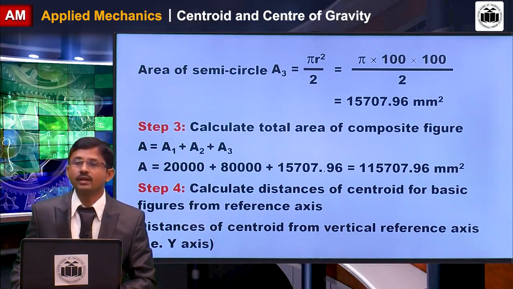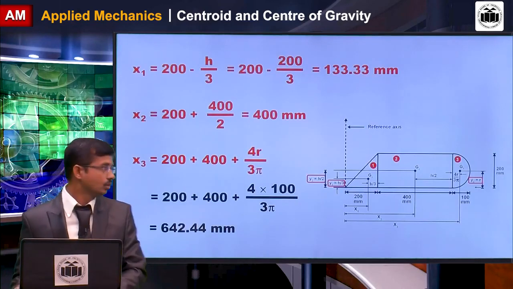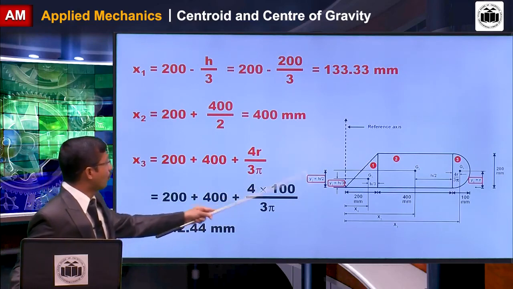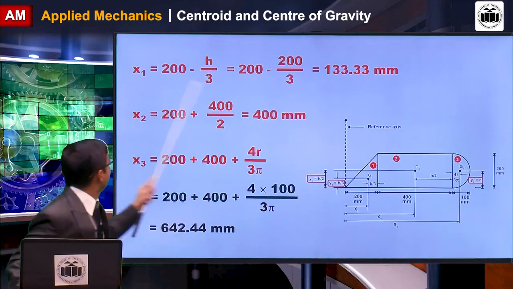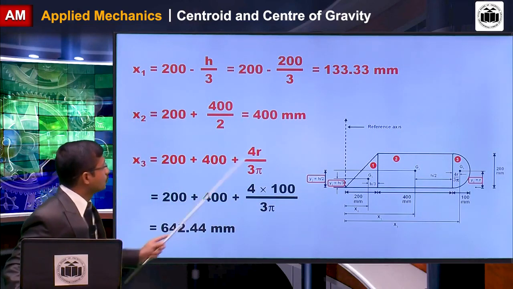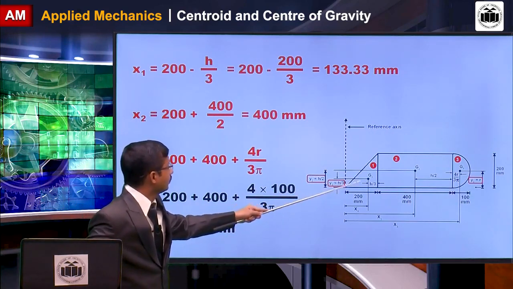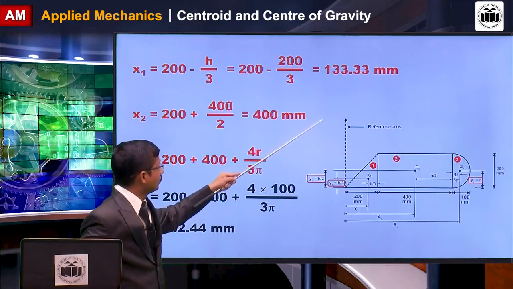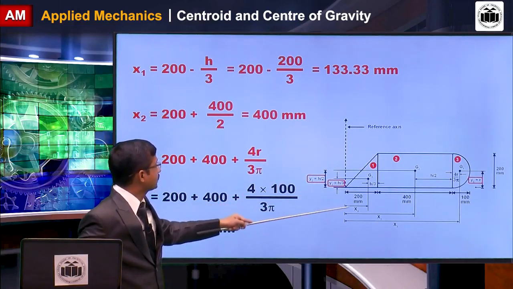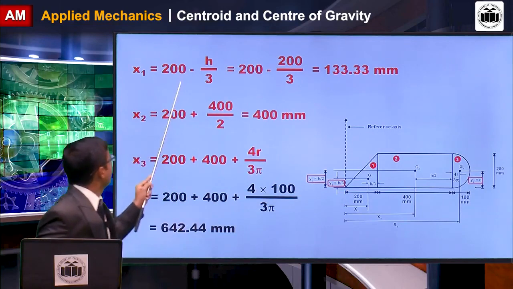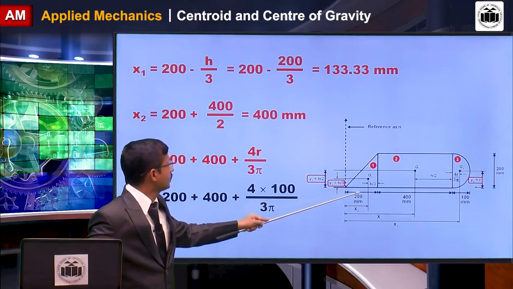Then you have to calculate the distances of centroid for basic figures from the reference axis. This step is very important for this problem because students make mistakes while calculating x1, x2, x3. Here you have to calculate x1, which is the CG of this particular triangle from the y-axis. So x1 is calculated as 200 minus h by 3. So 200 minus h by 3 is your x1.